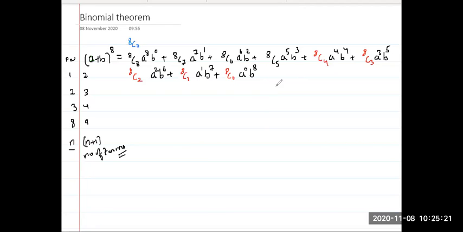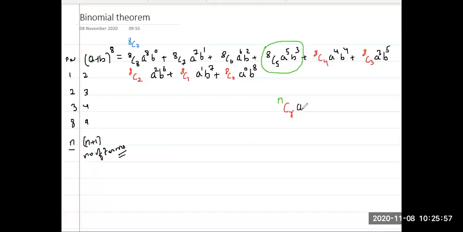Now, tell me this. If I pick any term, suppose I pick this term, and observe it, what is 8? 8 is the power, yes or no? Then C. Now let's see 5. What is 5? 5 is, suppose, this coefficient. So can I say that suppose 5 is r, some coefficient?